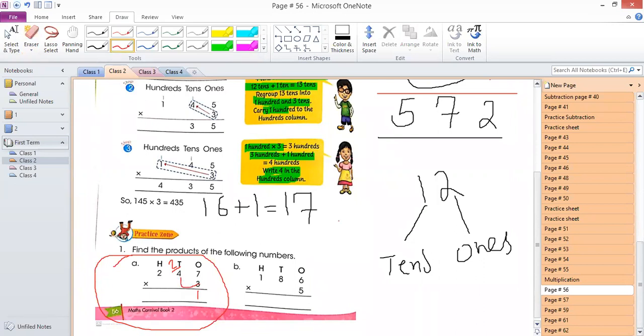3 by 12, 12. Very good. So should I write here 12? No. Then? Because there are 2, you have 2. Okay, so 12 plus 2, right? It becomes 14. Put 4 here and 1 in the hundreds.